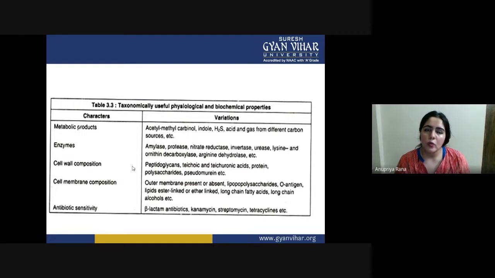Enzymes are also very specific to the microorganism. Not each and every kind of microorganism is going to secrete the same kind of enzymes. They are very specific about their enzyme activities.